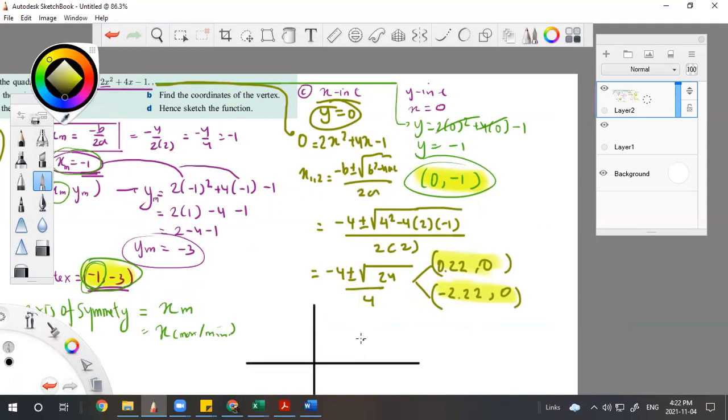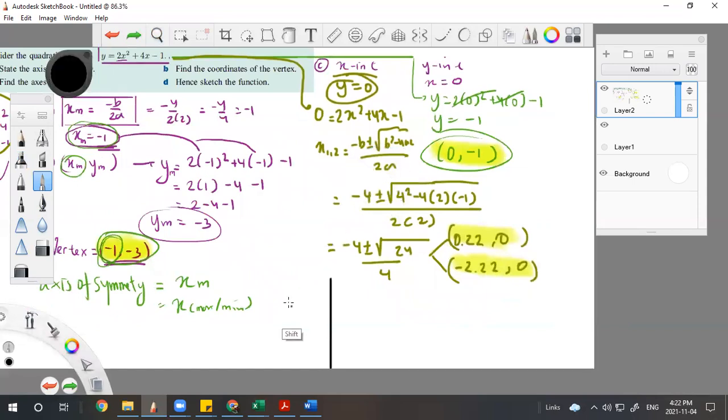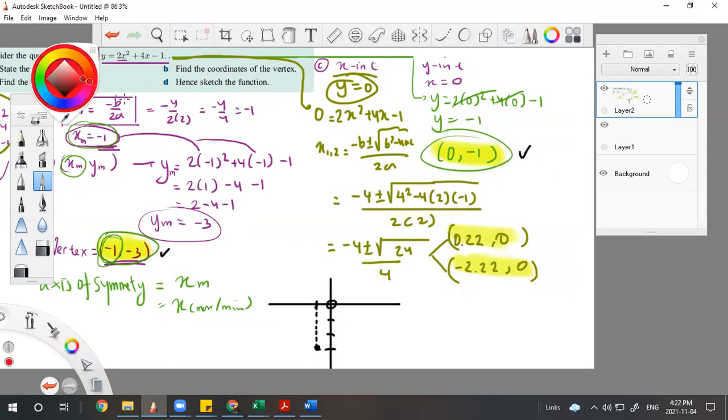Then what you can do now is plug into the graph. I think this is enough because it's so small. We have -1, -3. This will be the vertex. Done. And then (0, -1) is the y-intercept here. And 0.22 is located about here, because this is 1. And negative 2.22 is located here, because this is negative 1, negative 2, negative 3. Sorry for the drawing. It's too small, but I think you can still look at it. There you go.